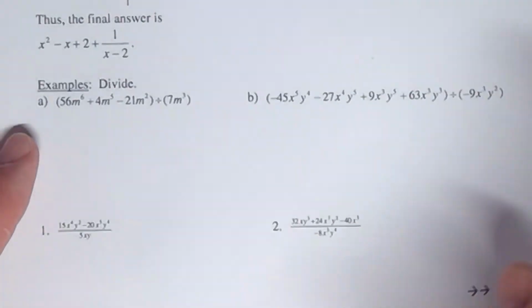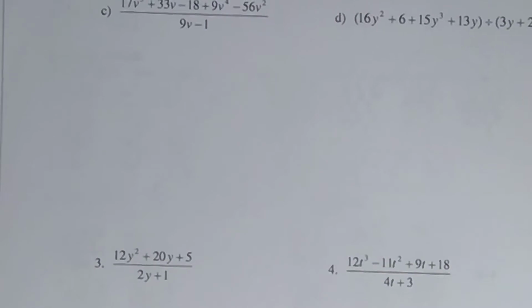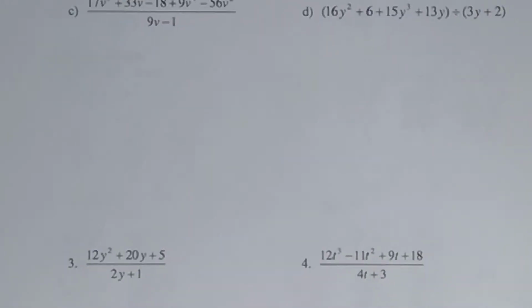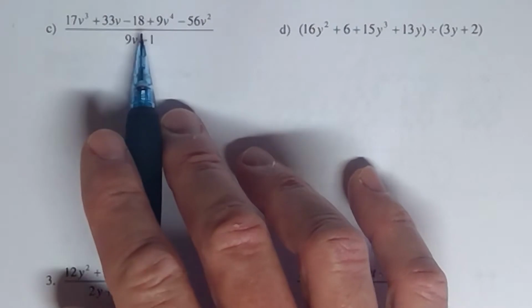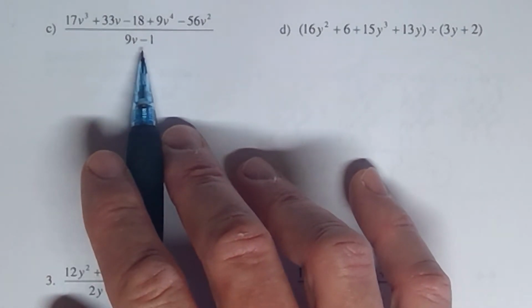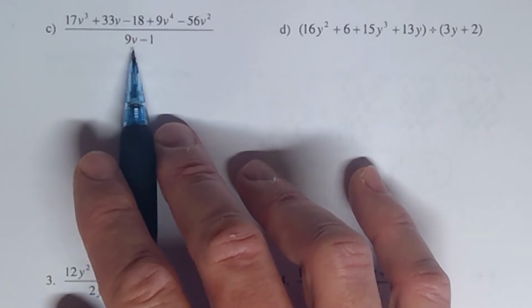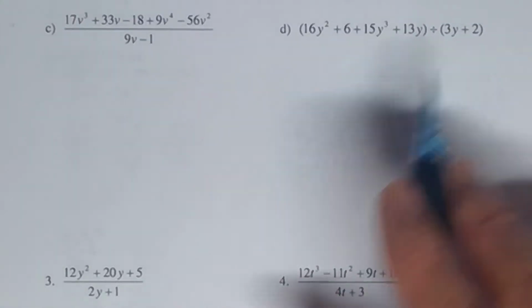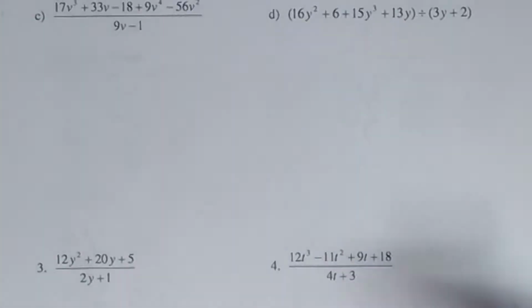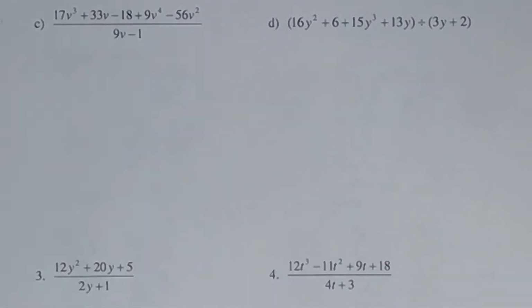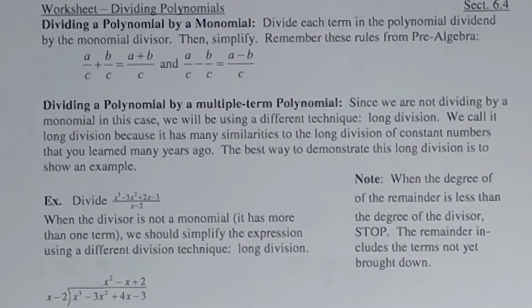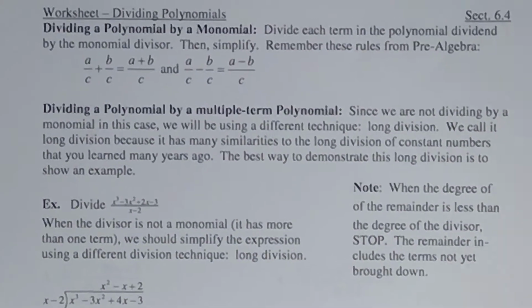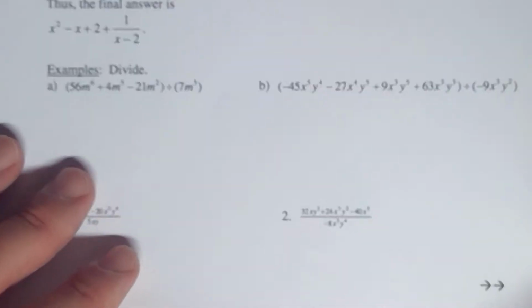Whereas on the back, or the second page of this section 6.4, you can see that in each case here we're dividing by a binomial, two terms. We're dividing by 3y plus 2, 2y plus 1, and 4t plus 3. That's a whole different problem because you're dividing by two terms instead of one. So please remember that as we go through this. When you divide by one term, the method is different than when you divide by two. Very important that we get that right.